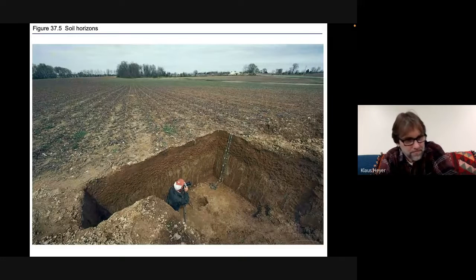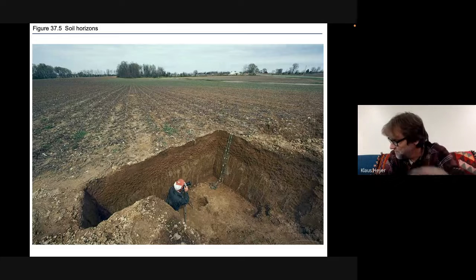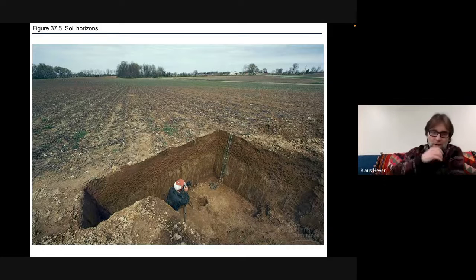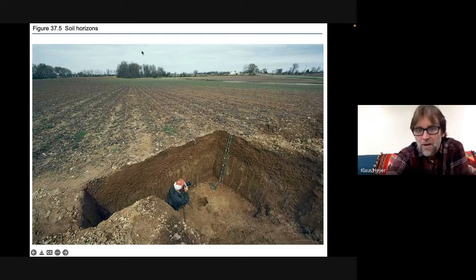This is my last slide on this chapter. What I'm trying to show you here is that dirt is not dirt. There's different kinds of dirt. It might be hard to make out here. Can I make it? I don't think I can zoom it in.